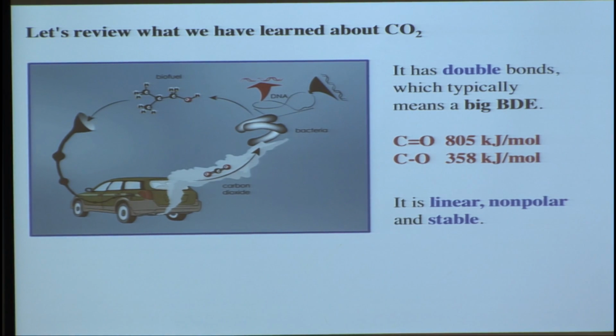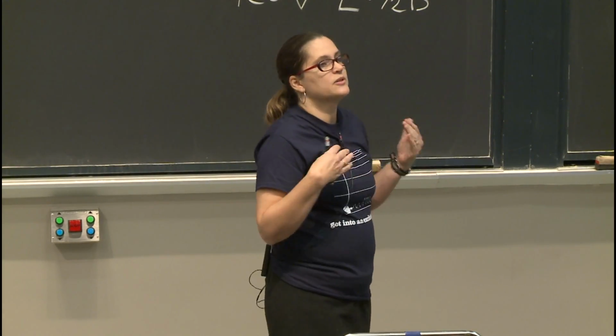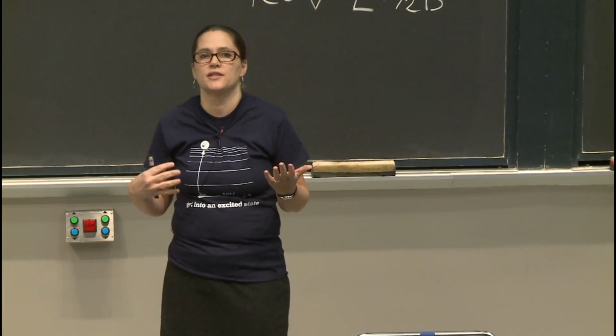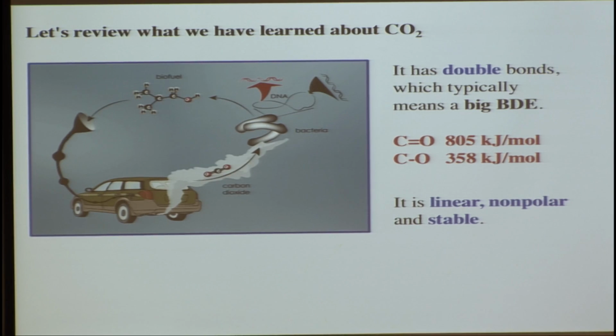It depends a little on the molecule in question, but a single bond is more like 358. And so a double bond is hard to dissociate. It's also linear, nonpolar, and stable. All right, so we want to take CO2 and turn it into other stuff.